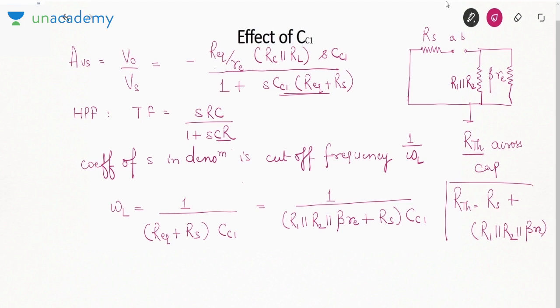That will be the resistance, and that is the same resistance coming in the denominator. So you can directly say it is 1 by RTH into CC1. That is, you have to calculate the Thevenin resistance across CC1, and then you can directly figure out the cutoff frequency. You don't always need to derive the transfer function. Is my point clear to you? You can either derive the transfer function and compare it with a high pass filter, but if you want to do it quickly, just find Thevenin resistance across the capacitor.